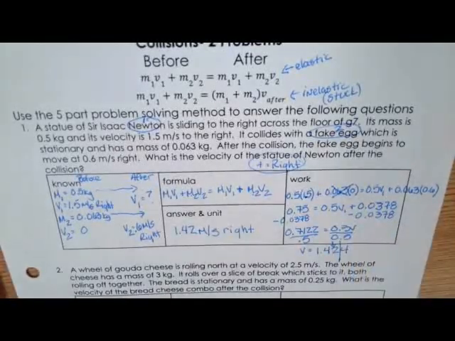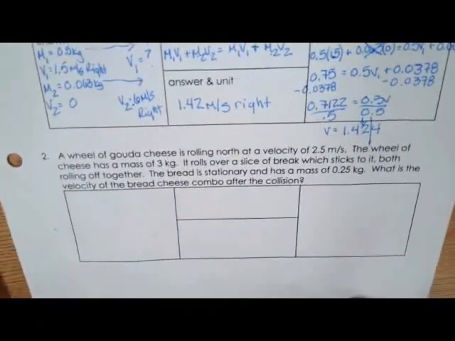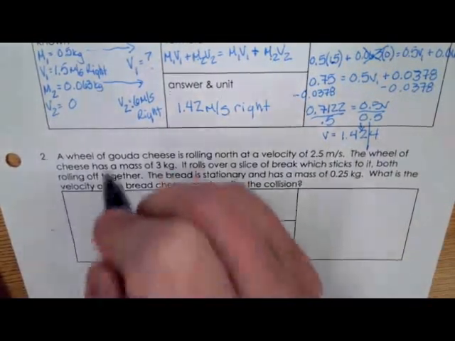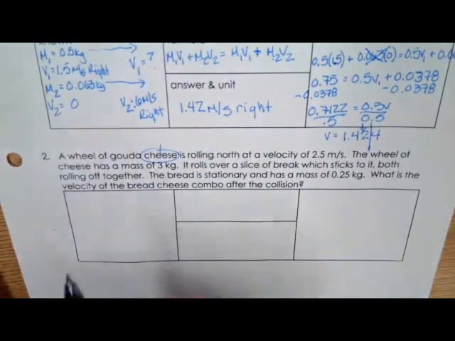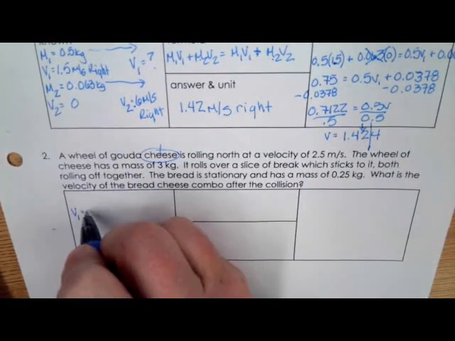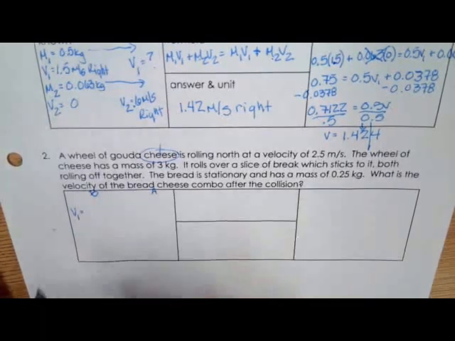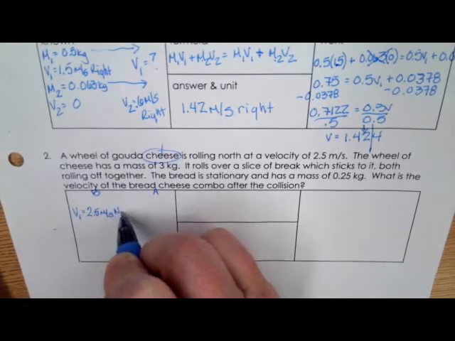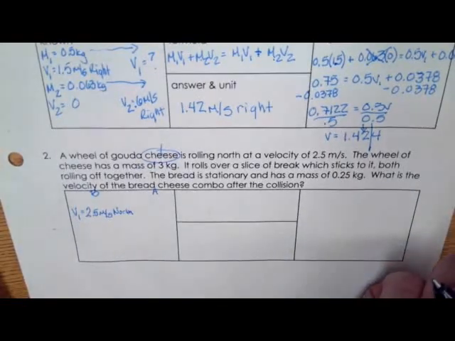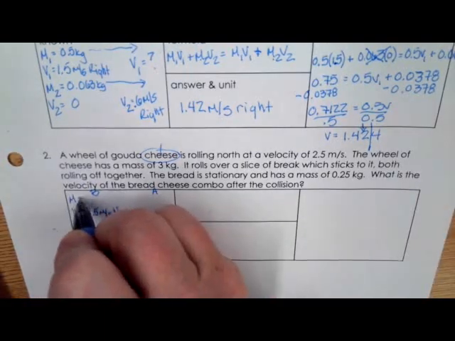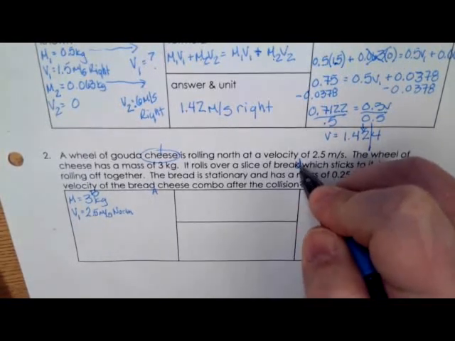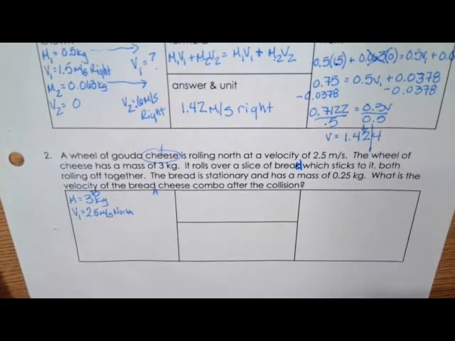Of the two problems on the page, that is probably the most difficult because it had so much stuff going on. The other problem is a little bit easier, I think you'll find. So we have a wheel of Gouda cheese rolling north. We're going to make the cheese object 1. The velocity of the Gouda cheese, this is before, this is after, is 2.5 meters per second north. The wheel of cheese has a mass of 3 kilograms. It rolls over a slice of bread, which sticks to it. Both roll off together.